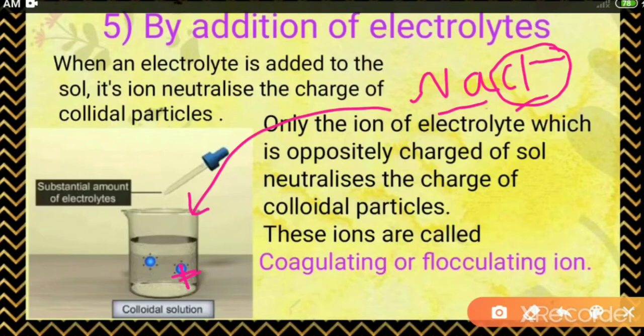Here, from NaCl, Cl- is the flocculating ion if I am adding it to a positive sol. But if I have a negative sol, that means negatively charged colloidal particles in the colloidal solution, which one will be the flocculating ion? Na+ will be the flocculating ion.